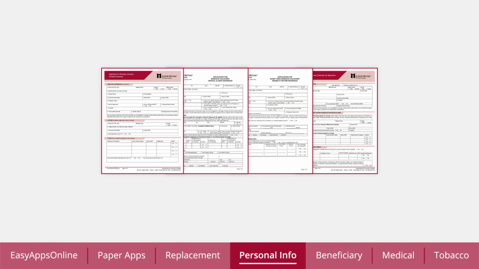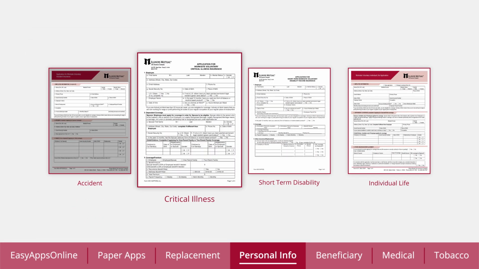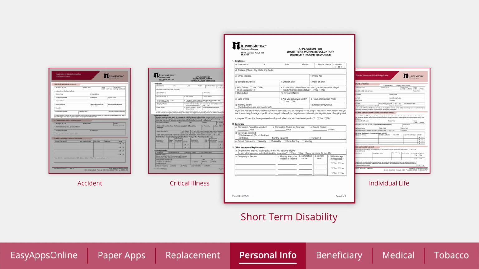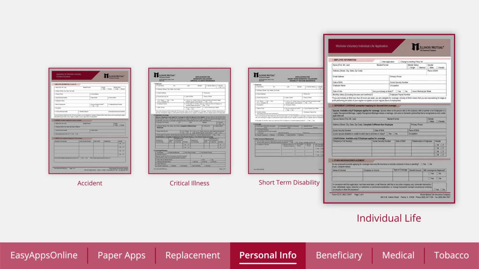All demographic information must be complete and accurate. If one person is applying for several types of coverage, ensure that their name is listed the exact same way on all applications. Also, don't forget to include apartment numbers and addresses.